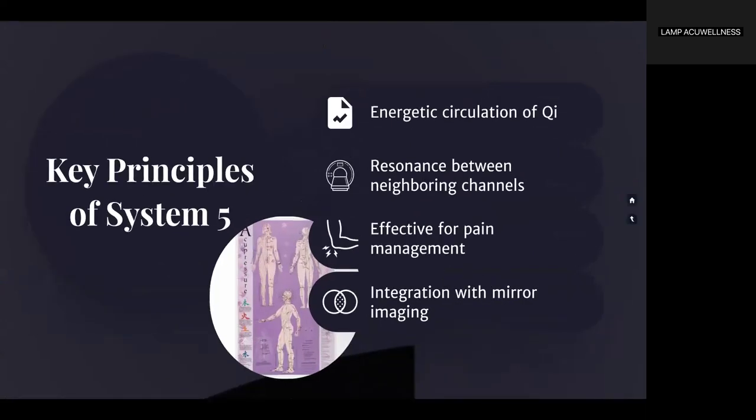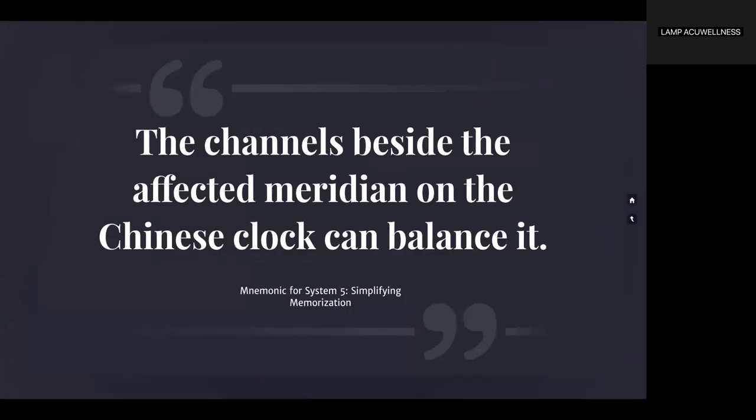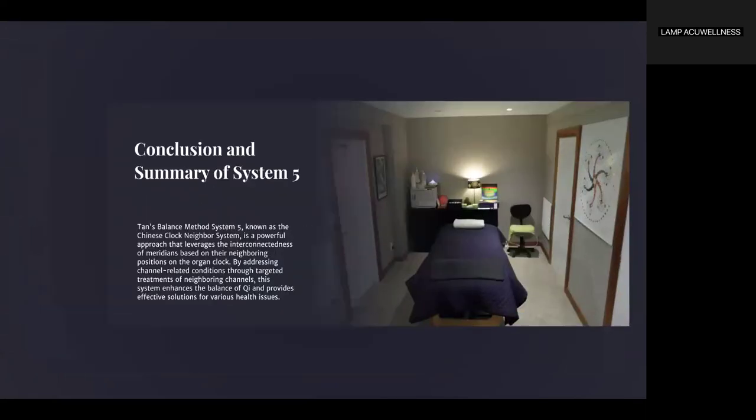Key principles of System 5: energetic circulation of qi, resonance between neighboring channels, effective for pain management, integration with mirror imaging. The channels beside the affected meridian on the Chinese clock can balance it. This is the mnemonic for System 5, simplifying memorization.